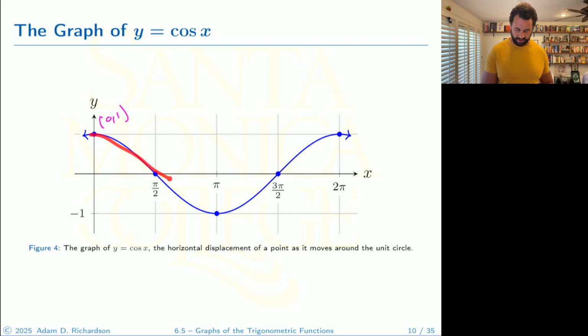You don't want to go, that's not the cosine graph. This is not the cosine graph. That's like the absolute value graph, right? This one is swoopier.